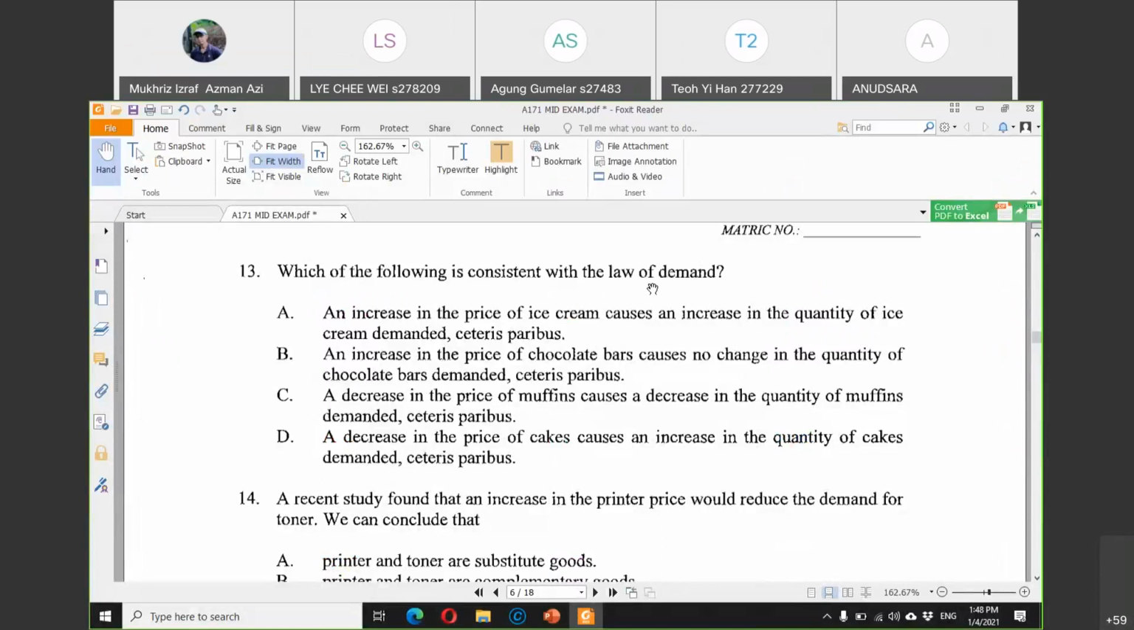So maybe I will do your quiz 1 first, but I will update you on the first test that will cover chapter 1. I think test 1 will be chapter 1 to chapter 4, if I'm not mistaken. I will get back to you on that. Anyway, let's look at question number 1 first, and then you can share your answer in the chat group. Which of the following is consistent with the law of demand?